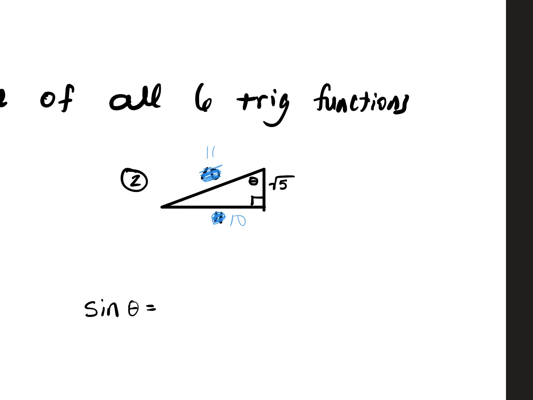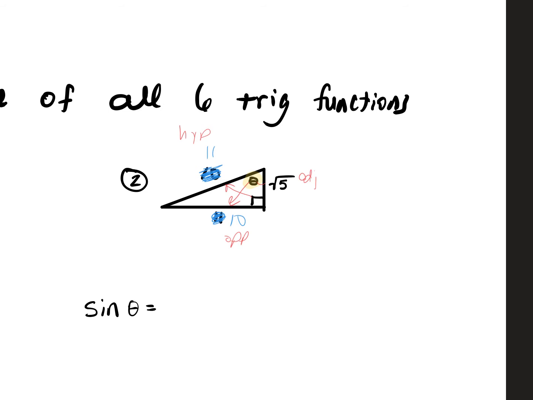Now, this is what I'm talking about, how you can simplify your process here. If you are given a triangle, there's a picture, identify where theta is. And then figure out the sides in reference to theta. What do you know 11 is? 11 is your hypotenuse. What is 10? The opposite side. And then what is the square root of 5? Adjacent.